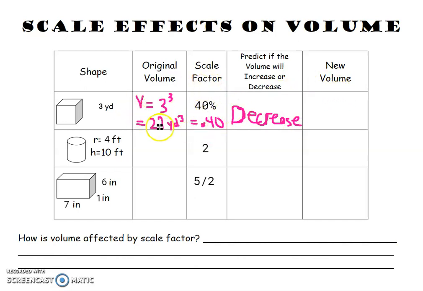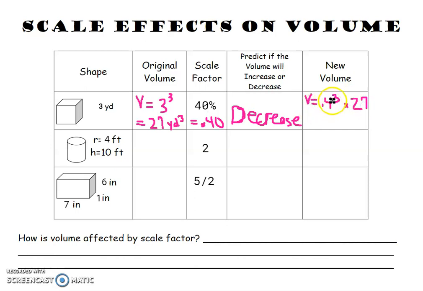Now we can't just multiply 27 yards by 0.4. It doesn't work that way. We could do that if it were, say, the perimeter. But remember, volume is cubic, so our scale factor needs to represent that. So we're going to say our new volume equals 0.4 cubed times our original volume of 27.